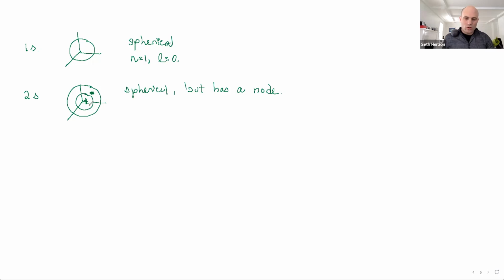And so we know that for n equals 2, L equals 0, we get to this spherical orbital. But we said that when n equals 2, we can also have L equal 1, which leads to these m sub L's of -1, 0, and +1. And that is where we get to our 2p orbitals, okay?